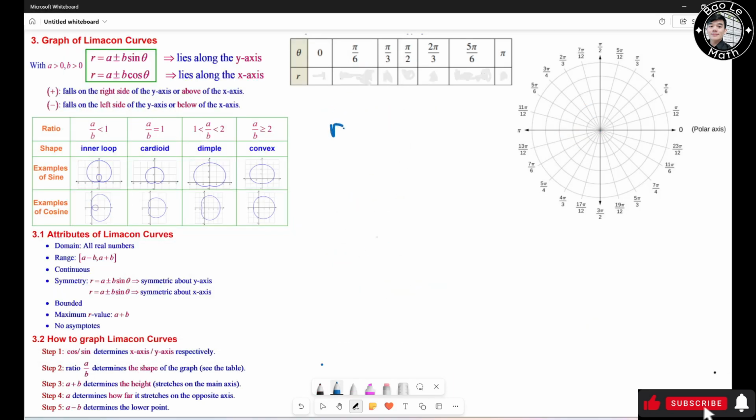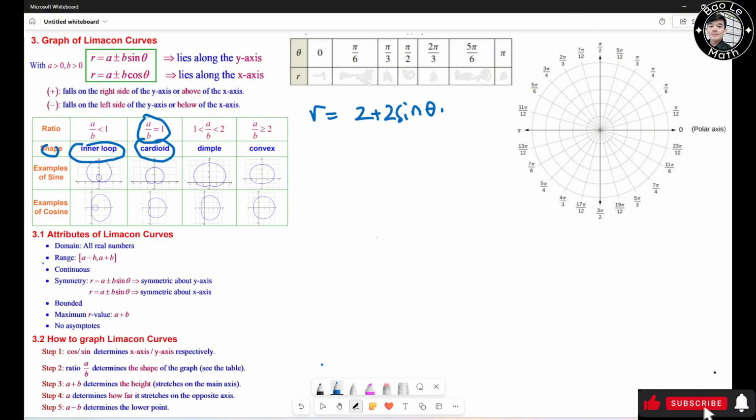Now the function r equals 1 minus 2 cosine theta is the one we just graphed. That is called inner loop shape, right? Now we're gonna move on to the second one. This is called cardioid shape, where a over b equals 1, right? So the second one should be r equals 2 plus 2 sine theta.